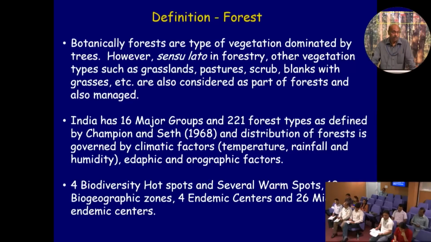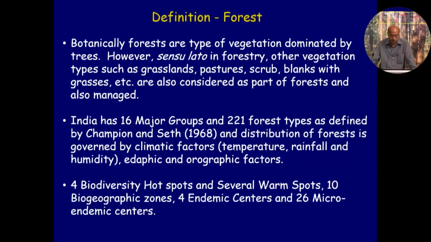Therefore, the best way is to take whatever remote sensing gives you and then do the field work. We have around 4 biodiversity hotspots. We have around 10 biogeographical zones, 4 endemic centers and 26 microendemic centers. So, that itself also indicates the kind of variability. And once you talk about kind of variability, immediately the spectral signature variability comes into picture.